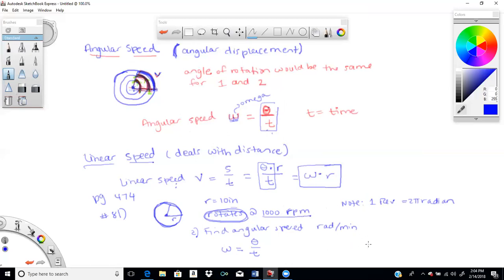Uh-oh, run out of space. So 1,000 revolutions per minute. We need to convert that to radians per minute. This is revolution. Let me just stretch that over.